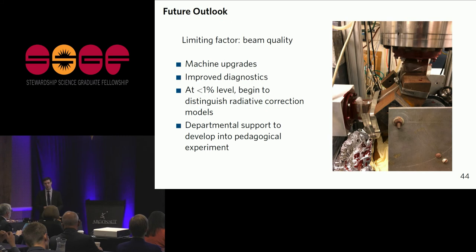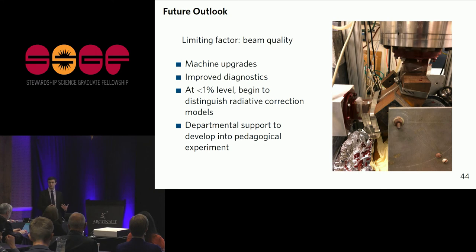If you can really push down the precision, if you can get below 1%, you can start to distinguish different models of radiative corrections. So I talked about next to leading order, but if you want to go one order further, there's no real agreed upon best practice for doing that. So we might be able to say something about that in the far future. And there's also support in the department to turn this into a pedagogical experiment and use it to teach undergrads how to set up experiments and how to focus beams and take data. So that's where this is going in the future.